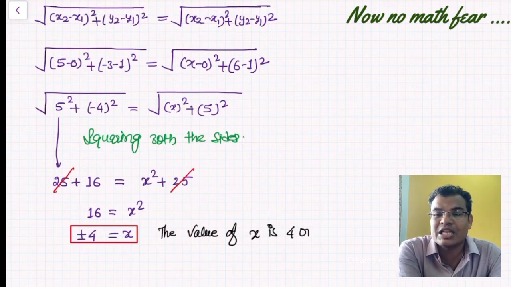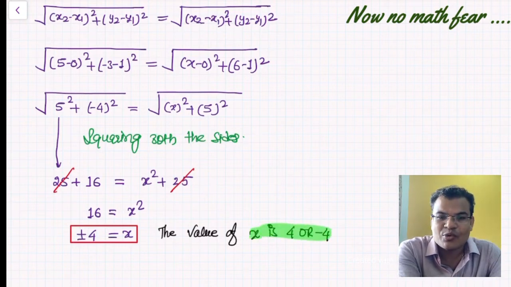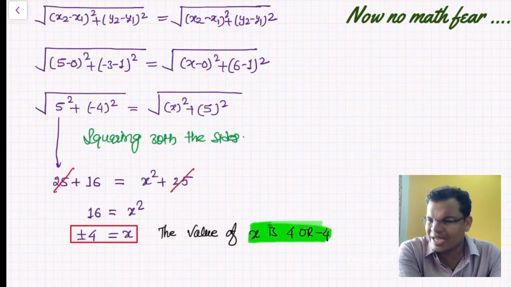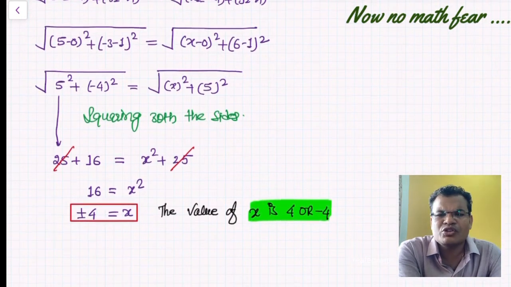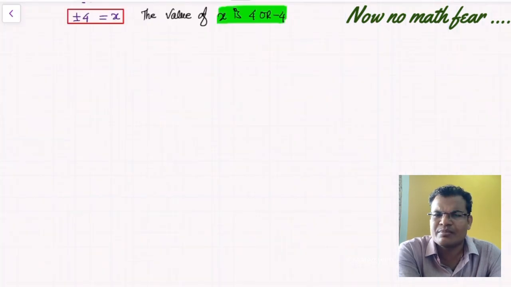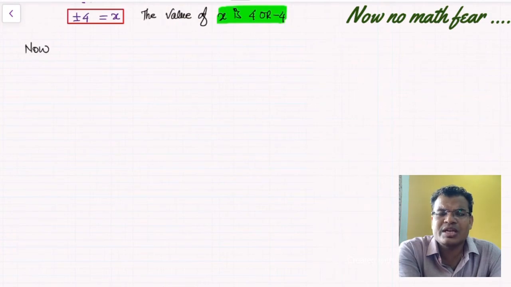Find the value: if the point Q is equidistant from R and P, then x is 4 minus 4, or 2 minus 3 in objective type questions, right? So we have the value of x as 4 and minus 4. Now we are moving towards the remaining second part of this. So we have the two values.